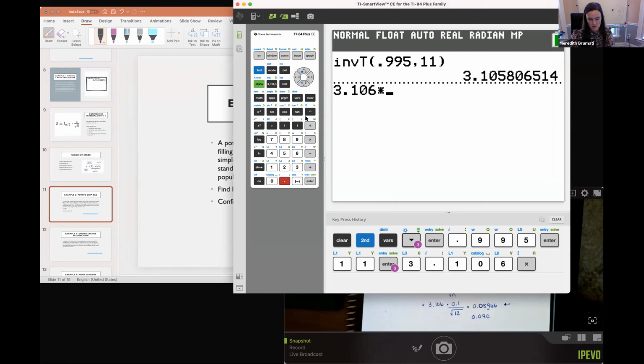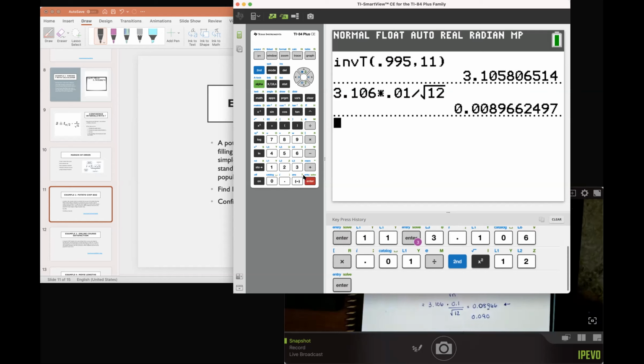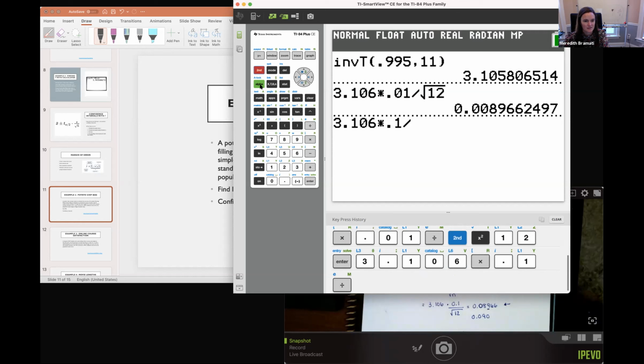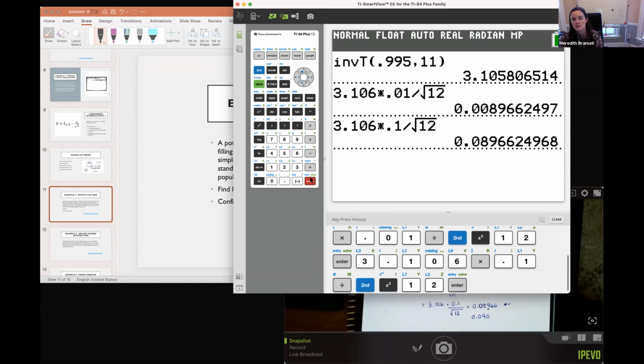Okay, so we do 3.106 times 0.01 divided by the square root of 12. I got it. Oh, I did points. I messed up that time. I did 0.01. Or my fingers messed up when they were putting it in. This should be your answer: 0.089662498. Perfect. I'm seeing Henry's.